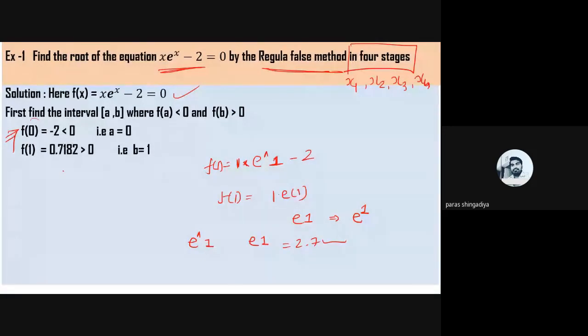Okay, so f of 0, so 0 into e raised to 0. Okay, so 0 into e raised to 0, that is 0, minus 2, this is minus 2, negative. और f of 1 की value क्या होगी? That is 1 into e of 1. ठीक है, इस तरह से आपको उसमें formation type करना है. e of 1 minus 2, and you will get 2.7182 minus 2. Okay, that is 0.7182. Okay, that is positive.